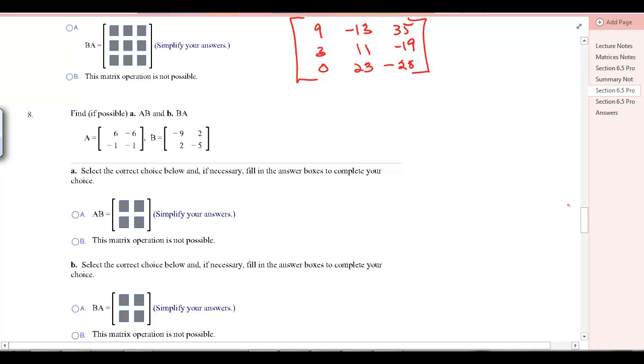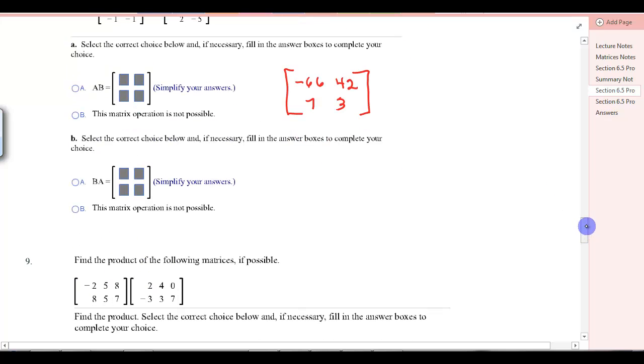Number 8 is the same kind of problem. They are 2 by 2s, and rather than me do those completely here and the time, I'm just going to put the answer because you can look back at the other problems for the process if you don't remember. But here's what you should get. And for B times A, -56, 52, 17, -7. All right.